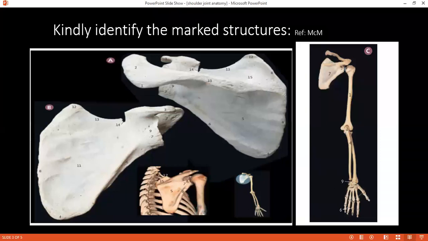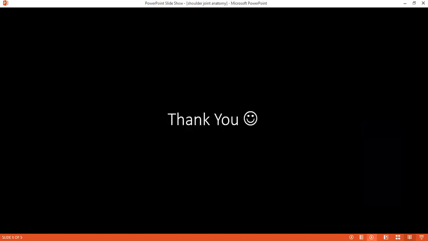For triceps, I will hold the arm in 90 degree flexion. And then I will strike at the posterior arm, closer to the olecranon, at the tendon of the triceps, with my hammer, and there will be extension of the flexed arm. Yes, very good.